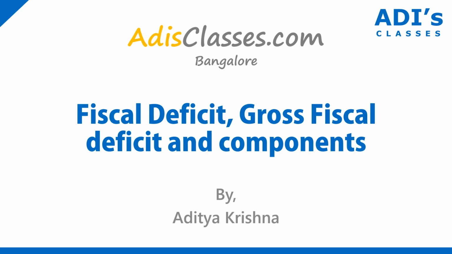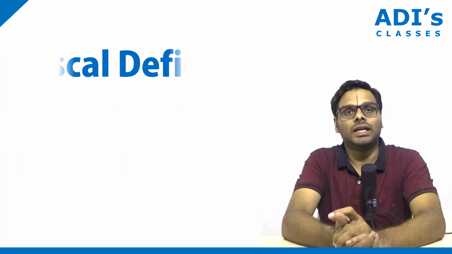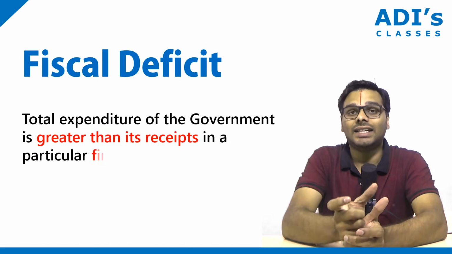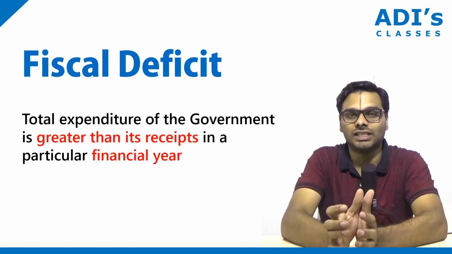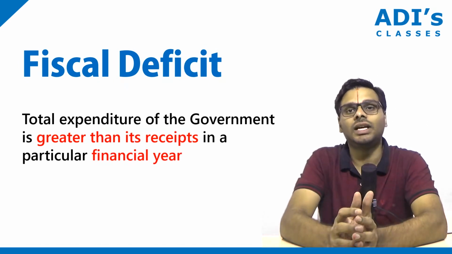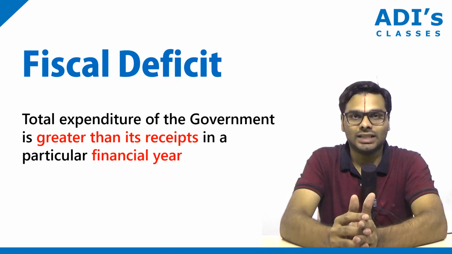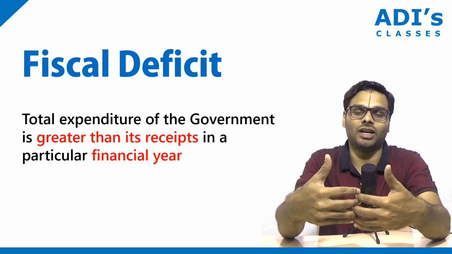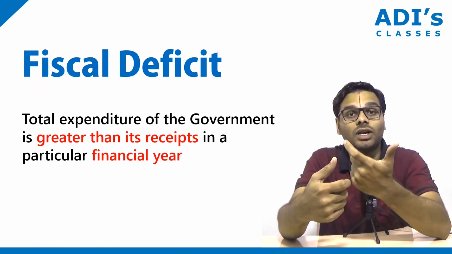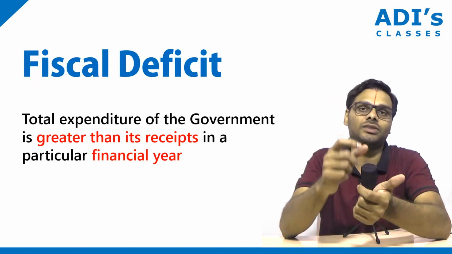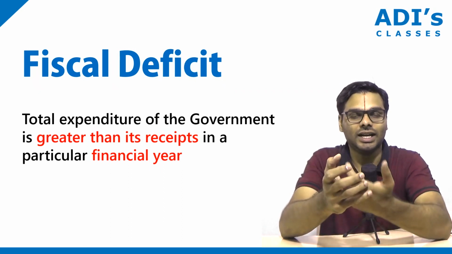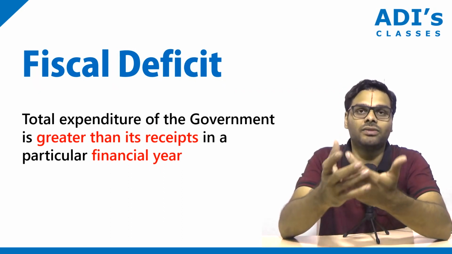So in the previous video, we understood what a fiscal deficit is. If the total expenditure of the government is greater than its receipts for a particular financial year, then it is known as fiscal deficit. That is, if your expenditure is greater than your revenue for a particular financial year, then it is known as fiscal deficit. Fiscal means one financial year, right? Fiscal means one financial year.